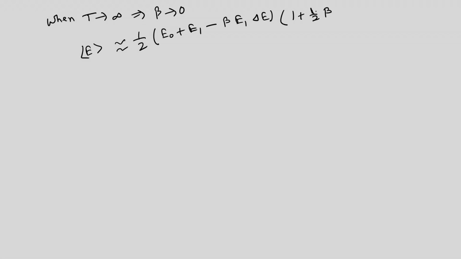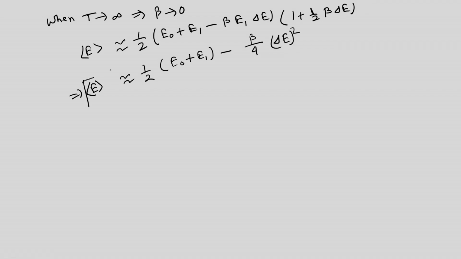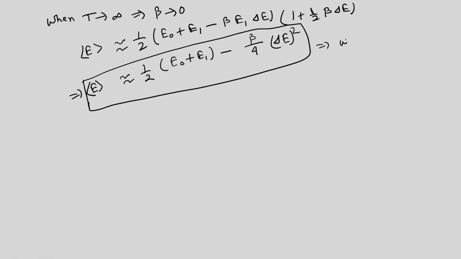Now, next is when T goes to infinity. When T goes to infinity means beta goes to 0. So, average energy is half times E0 plus E1 minus beta E1 times delta E times 1 plus half beta delta E. So, we get E average equals half times E0 plus E1 minus beta by 4 delta E to the 2. This is the expression for average energy when T goes to infinity.